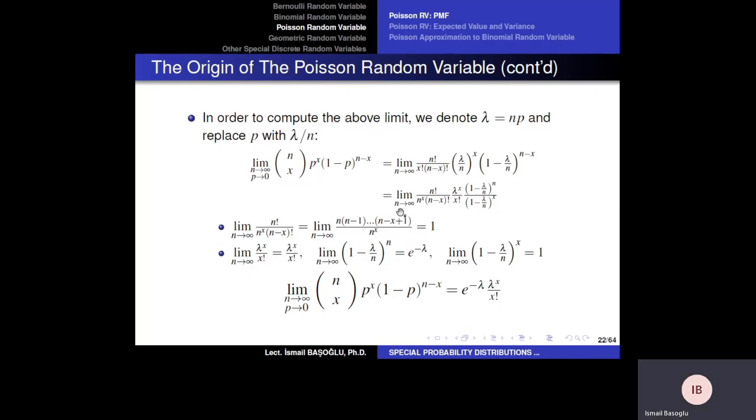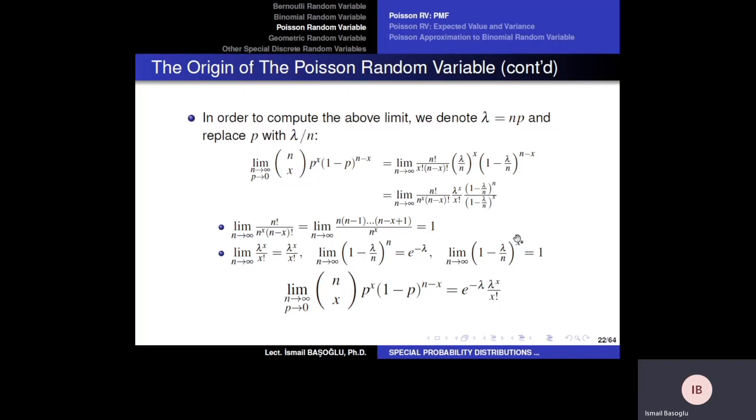The limit of the second component as n goes to infinity. Actually, we do not see any n here. Therefore, if we take the limit of the second component, we will get exactly lambda to the power x over x factorial. And for the third component, in the numerator, we have 1 minus lambda over n to the power n. And as n goes to infinity, we know that this formulation will converge to e to the power minus lambda from simple calculus. And in the denominator, we will have 1 minus lambda over n to the power x.